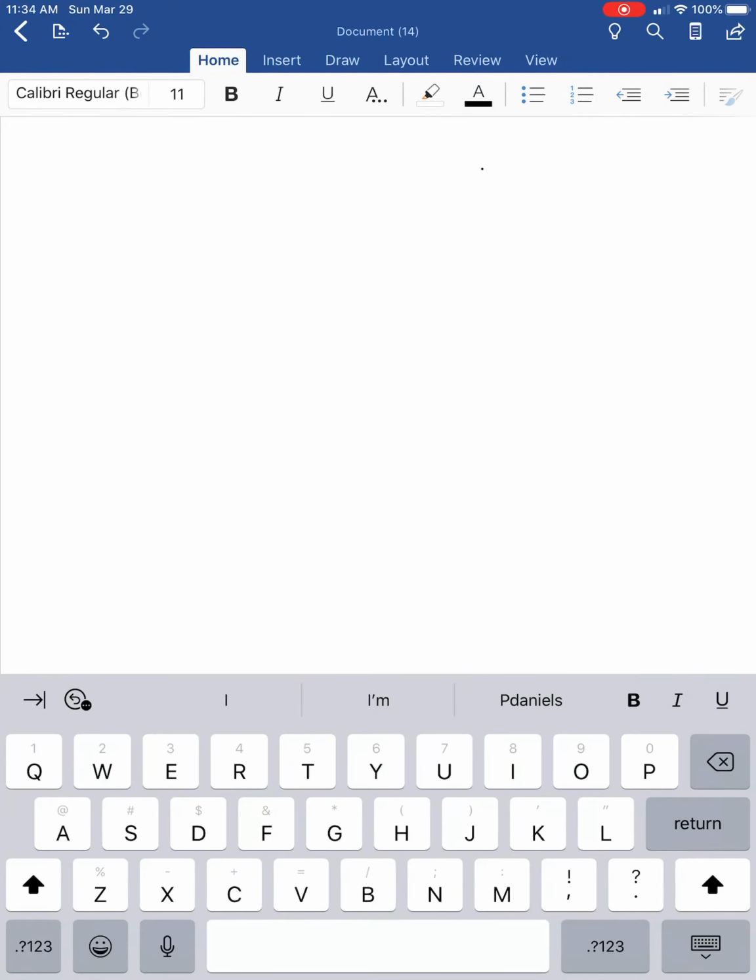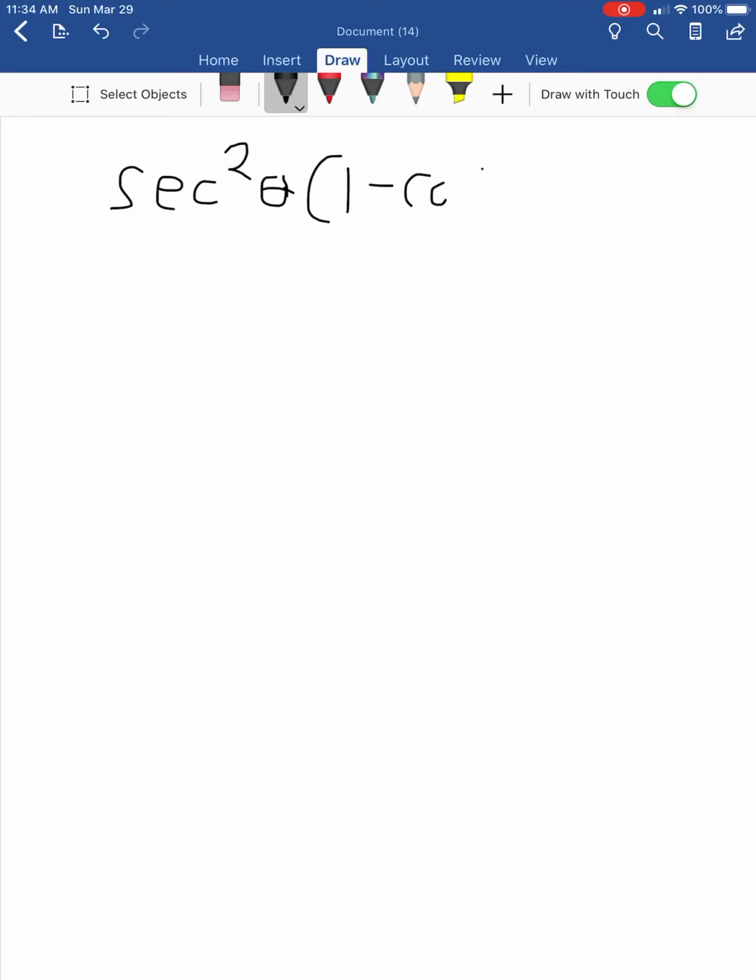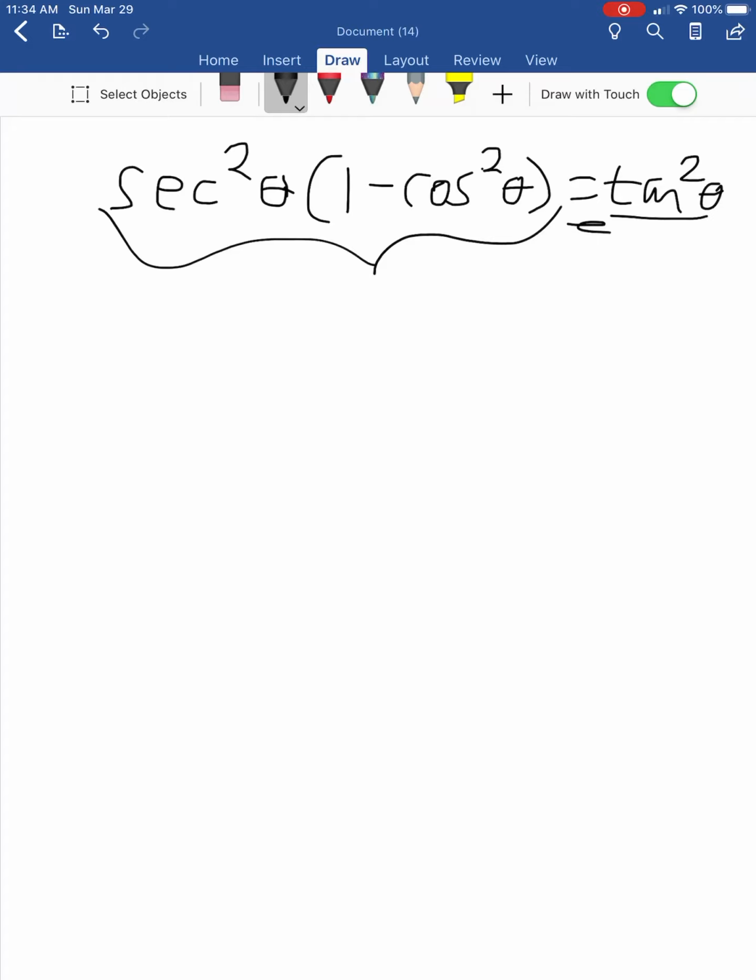This part of the module, we'll be looking at verifying trig identities. So I'll just work a few examples for you, show you how this works. What I want to do is show that I can make this side equal this side, and then I have verified the trig identity. I've shown that they're equal.